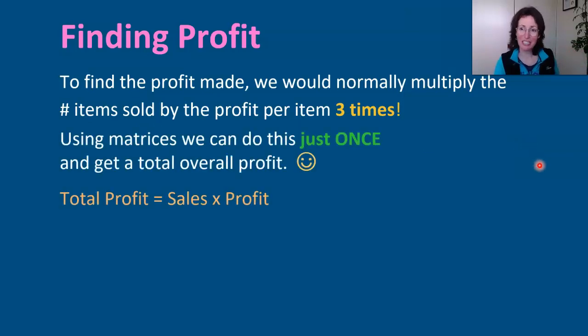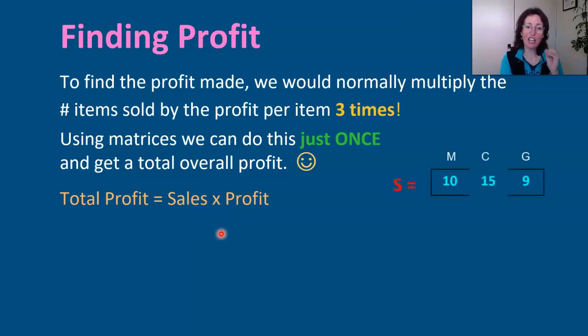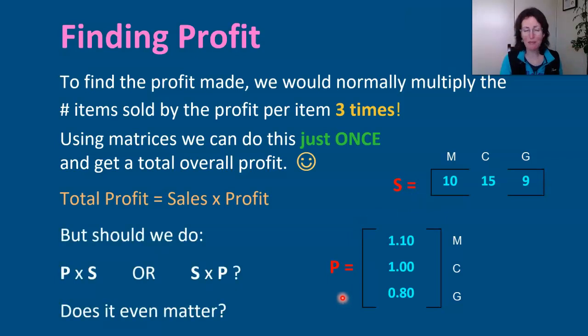So to do this with matrices, we can essentially take the matrix that is the number of sales, multiply it by the matrix which represents the profit. Doing that one calculation will give us the overall profit. If we represent them by S here for sales and P here for the profit, multiplying those together. But which way around should it happen? Do we do profit times the sales or sales times the profit?